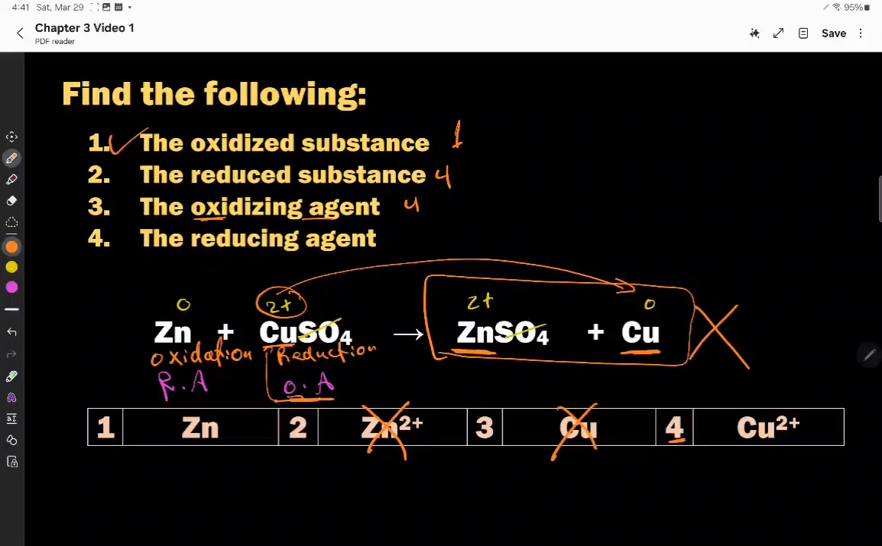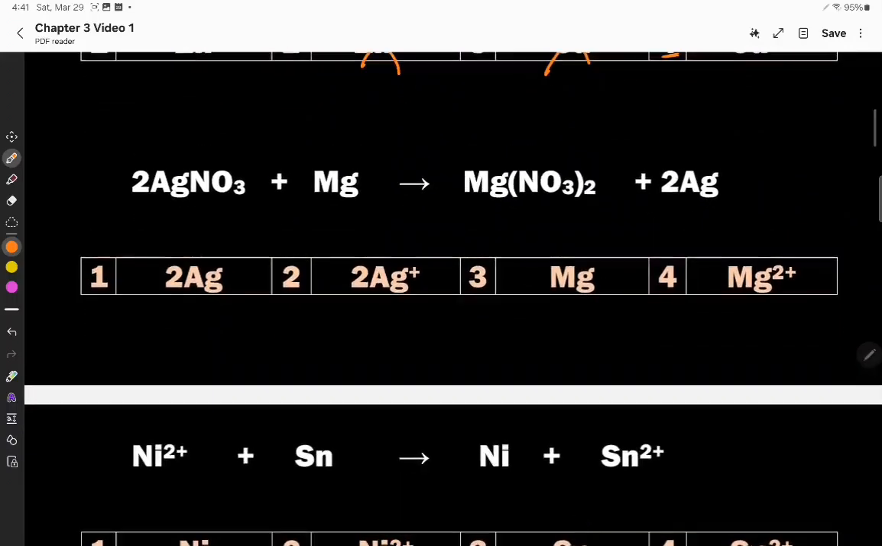Let's see question number 4. It says the reducing agent, we determined it to be zinc, so zinc, which is number 1, is the reducing agent. In the exam, you'll have questions like this, and you should choose one of these. Let's look at another equation here.